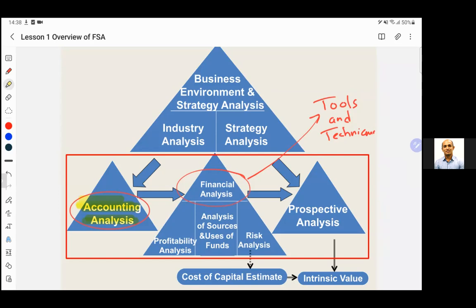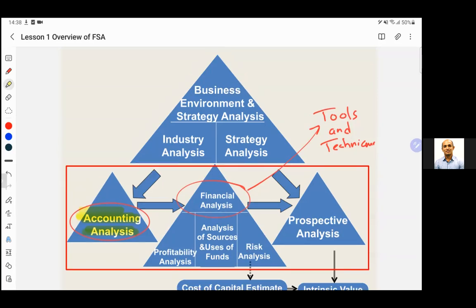Now here what happens is you try to get your company's financial statements ready for the analysis. So you try to ready your financial statements to start the analysis. So that's what we are going to do.